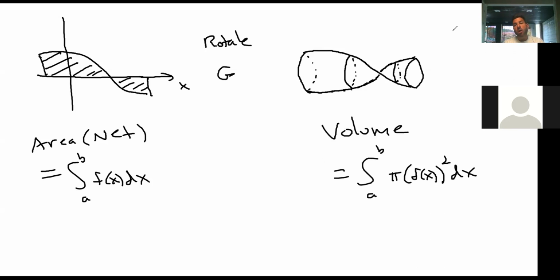And don't forget, it's really hard for me to try to draw. The picture on the left here is a two-dimensional object. The picture on the right is, we're supposed to imagine, a three-dimensional object. Okay, any other questions about this example?